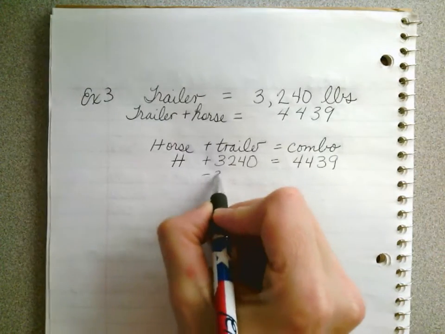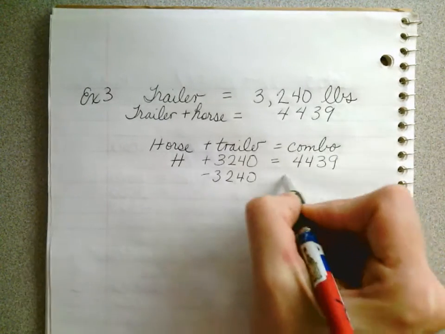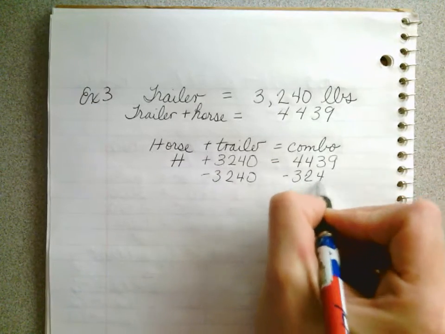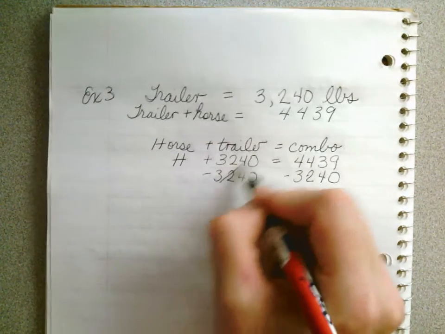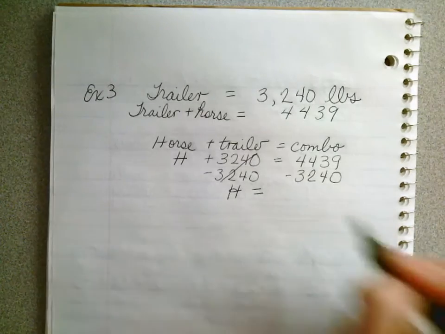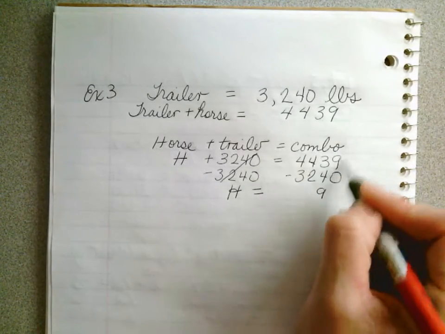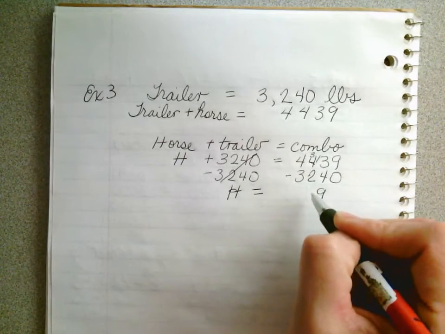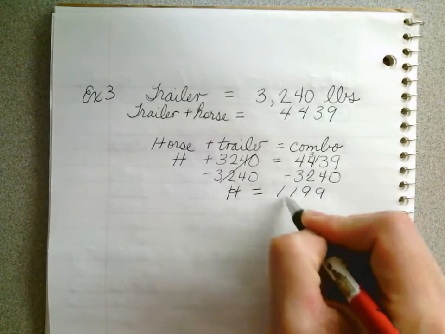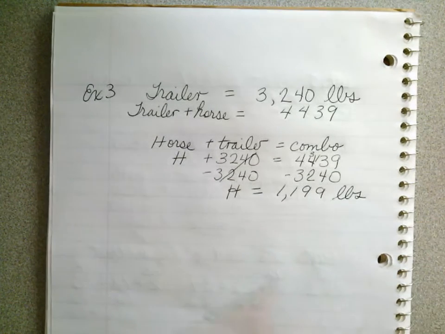In this case, we can subtract horse and trailer, by subtracting trailer, we have H is all that's left. 4,439 minus 3,240 is 1,199. So our friend the horse is 1,199 pounds. Notice the book example, they used W. I don't care. You can use P for pony. You can use C for critter. I don't care. Variable usage is really quite subjective.